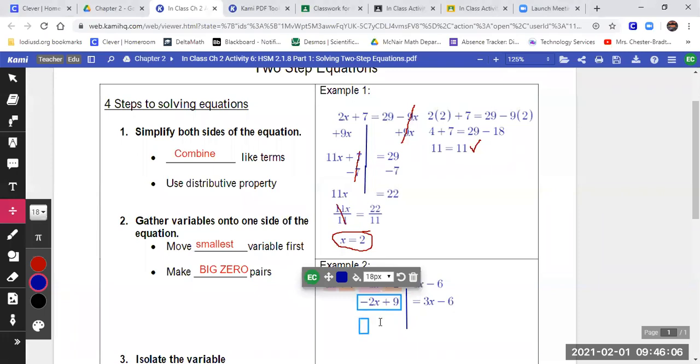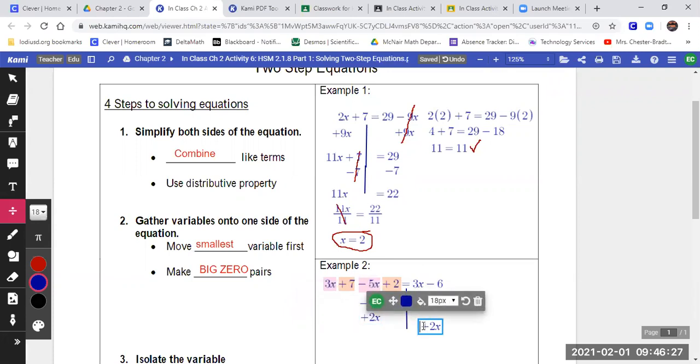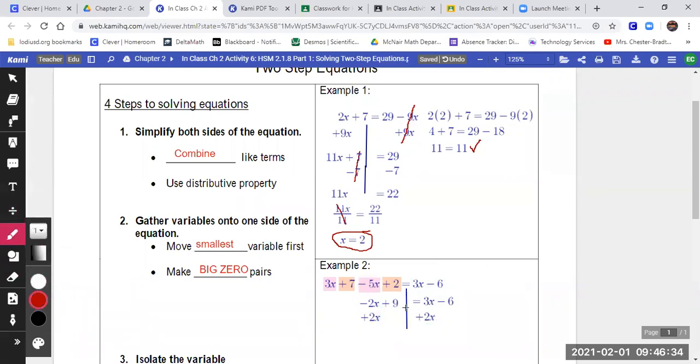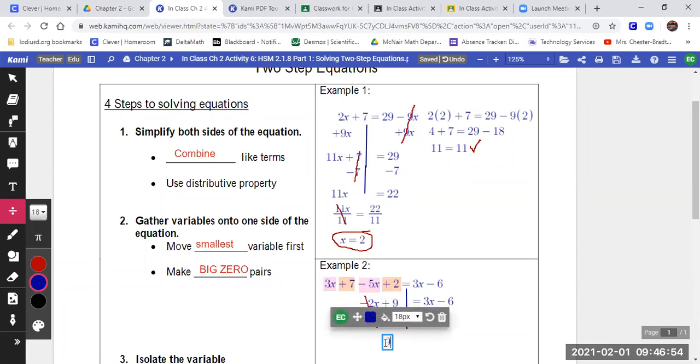Right, okay. So I'm gonna add a 2x to the negative 2x. And on the other side, I'm gonna add the 2x to the 3. What did I do? Wrong thing. Thought I grabbed what I wanted. Okay. So now I created a big zero, right? Right here. That's a big zero. It's gone. So what's left on that side of the equal sign? Just the positive 9, right?